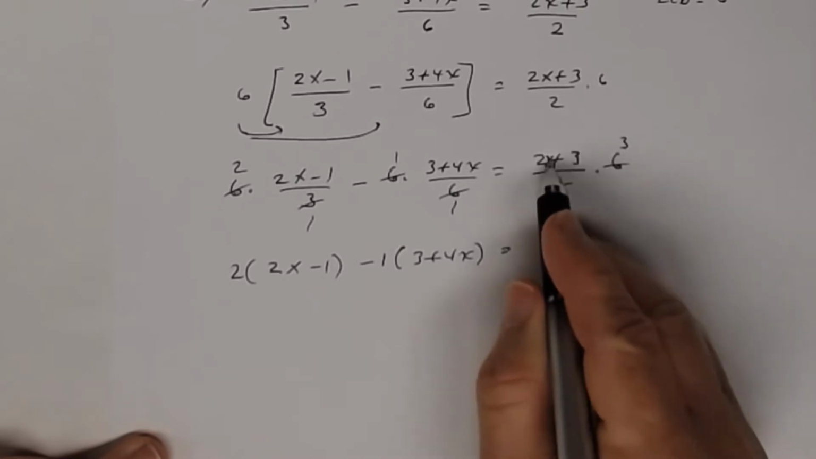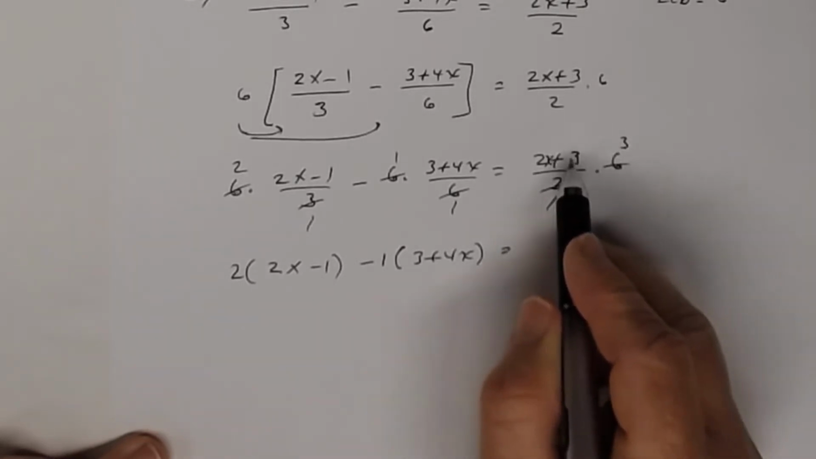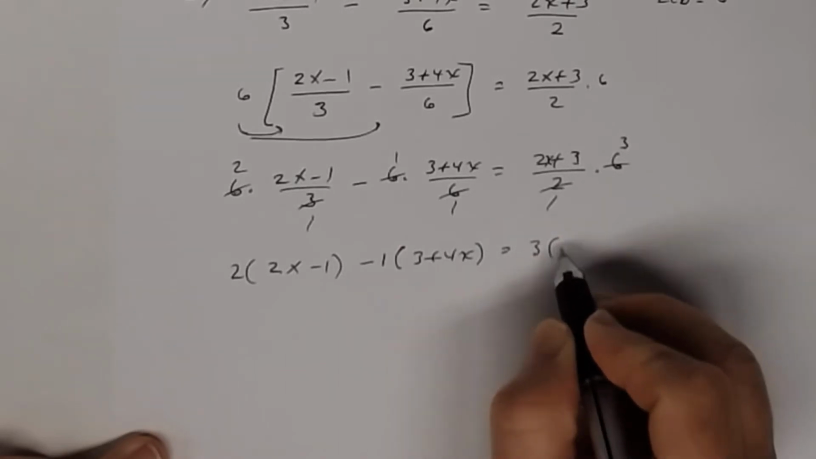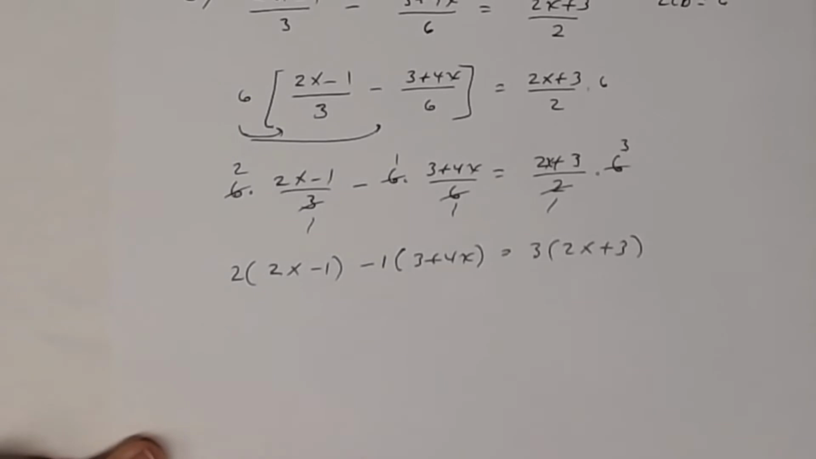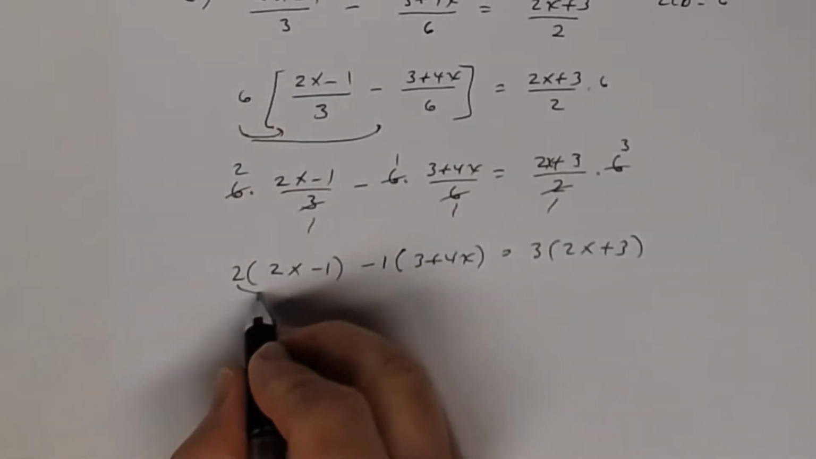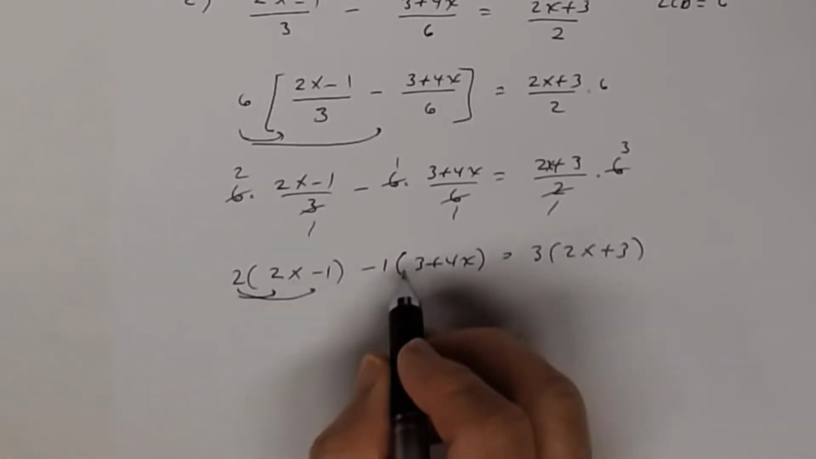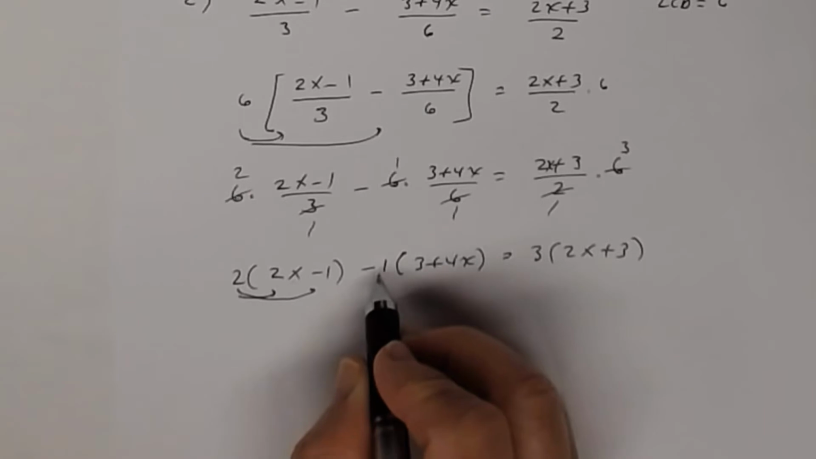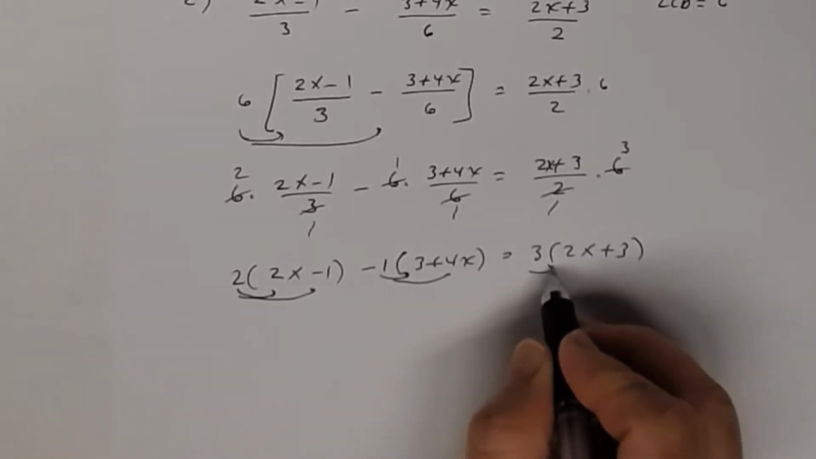Equal, and then 3 times (2x plus 3). Remember, multiplication is commutative; the order in which you multiply does not matter. All right, so now this looks just like we did number 1. Let's use the distributive property. I'm going to distribute 2 inside this parentheses. Over here, I'm going to multiply both of those terms by negative 1. And then over here, I'm going to multiply both of those terms by 3.